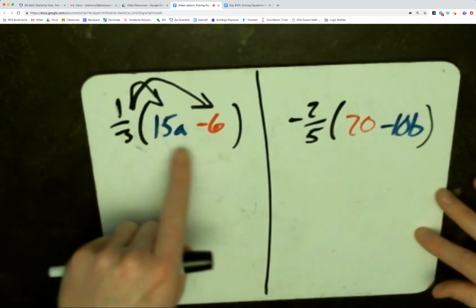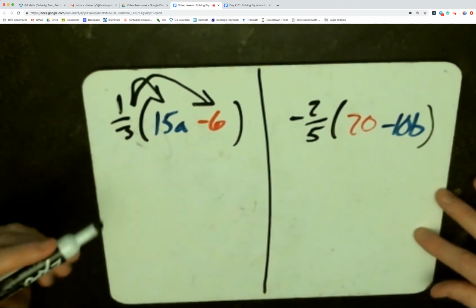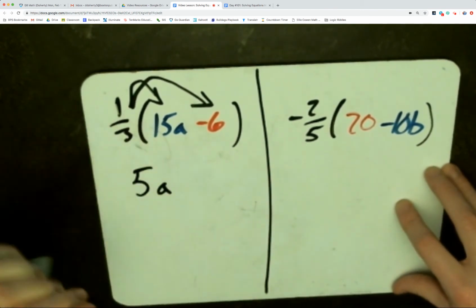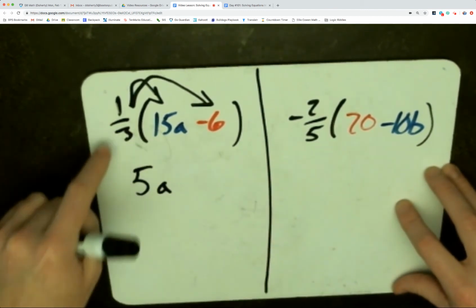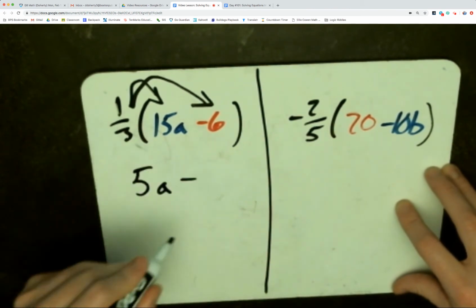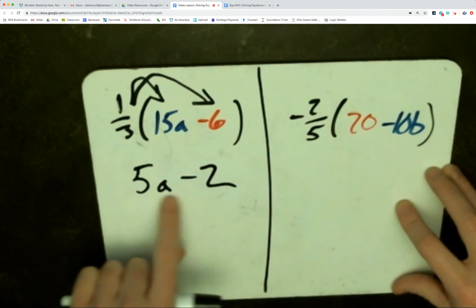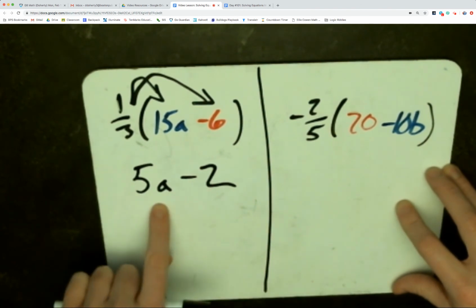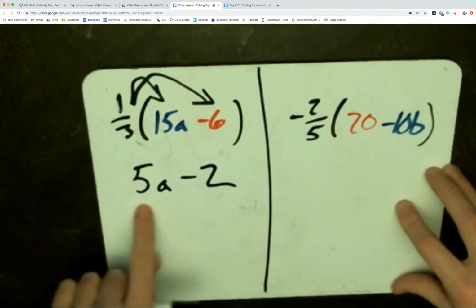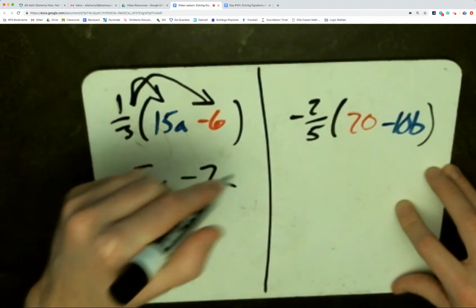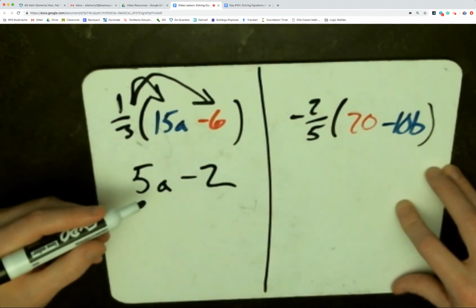In this case, both terms get divided by 3. 15a divided by 3 leaves us with 5a. And -6 divided by +3 produces a -2 for the quotient. 5a and -2 are not like terms. They can't be combined. This is just our expression in expanded form. This was our expression in factored form. They're equivalent to each other.